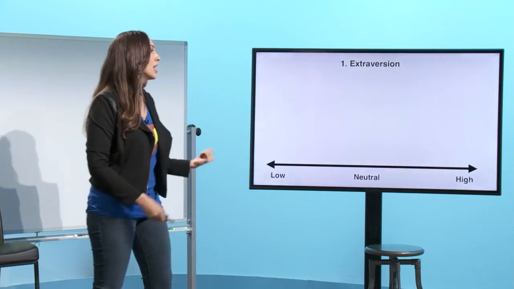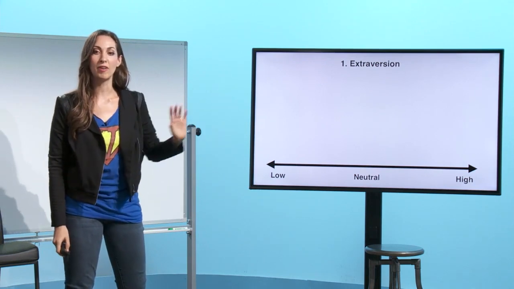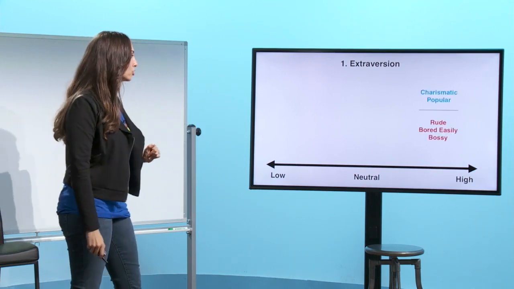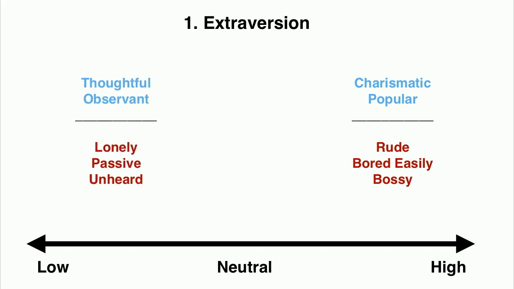So let's talk about the positive sides and the negative sides of both ends of each factor, okay? So extroversion. People who are high extroversion, on the plus side, they're very charismatic and they tend to be popular. On the negative side, they can be seen as rude, they can get bored easily, and sometimes they can be perceived as bossy because they're so direct.